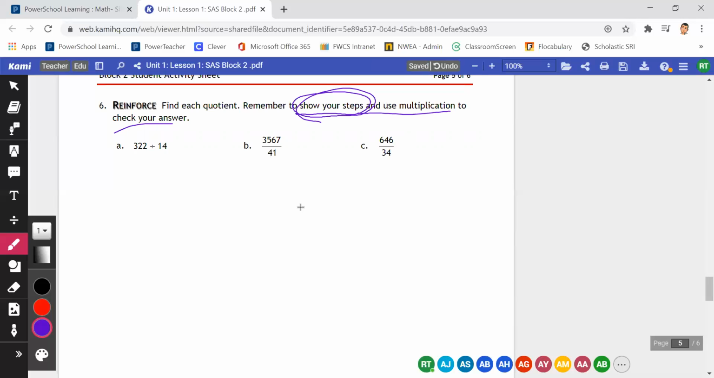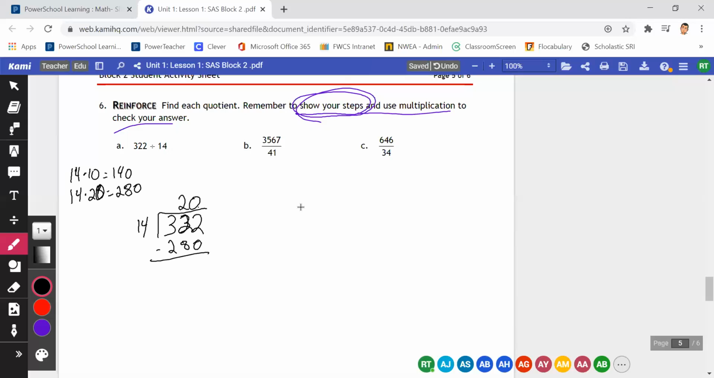322 divided by 14. I need to think about my 14 facts. So I know that 14 times 10 is 140. So 14 times 20 is going to be 280. And that's pretty close to 322. So I'm going to write this out like this. 322 divided by 14. I'm going to put it in 20 times. 20 times 14, of course, is 280. And I want to subtract that out.